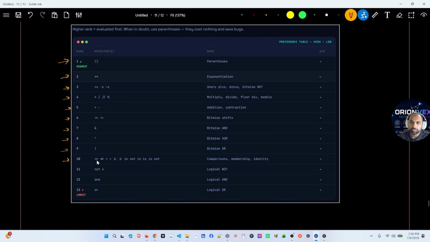The tenth rank is for double equal to, not equal to, that is, the comparison operators, membership operators, and identity operators. We have seen all of these: double equal to, not equal to, greater than, less than, greater than or equal to, less than or equal to, is, is not, in, not in.